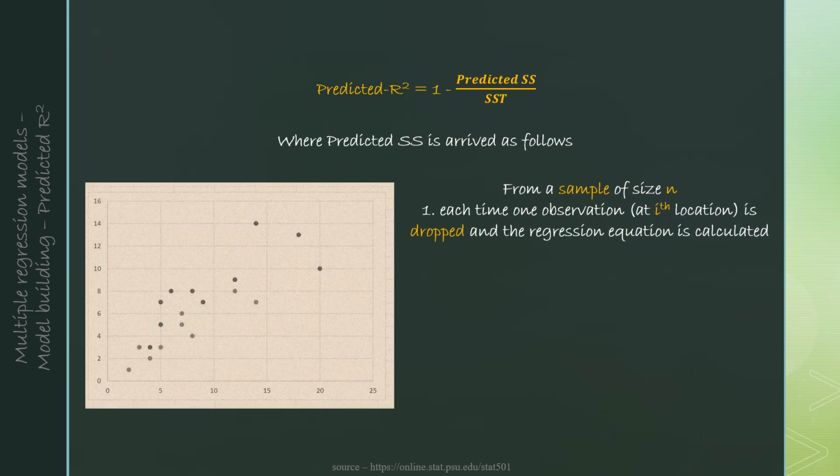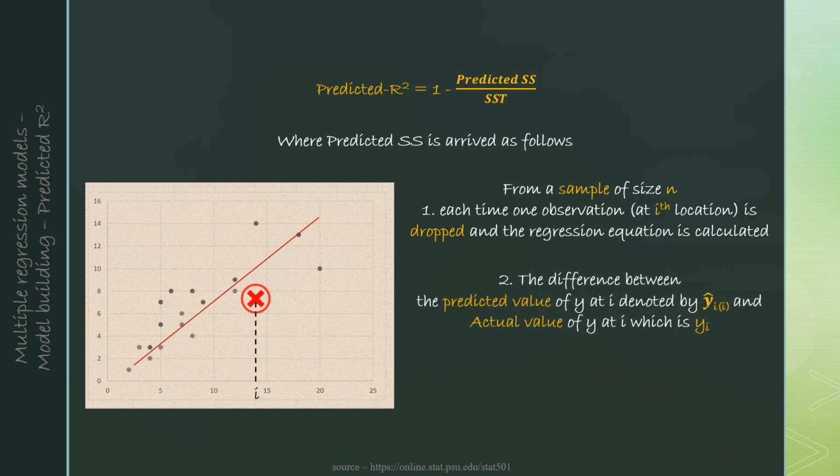From a sample of size n, each time one observation at the ith location is dropped and the regression equation is calculated. The difference between the predicted value of y at i, denoted by yi hat, and the actual value of y at i, which is yi, is calculated as yi minus yi hat. Please note the illustration uses a simple linear regression case just for the sake of ease in visualization.